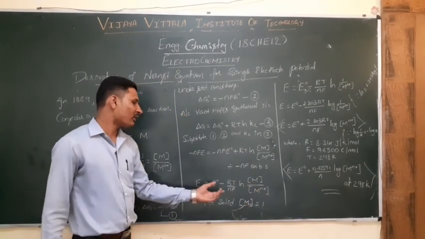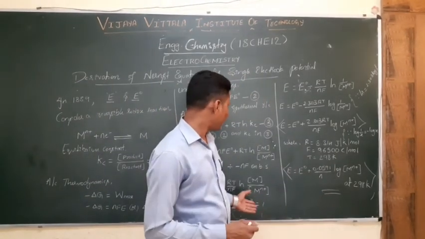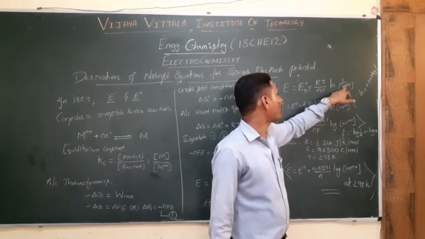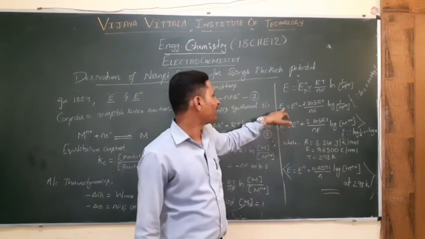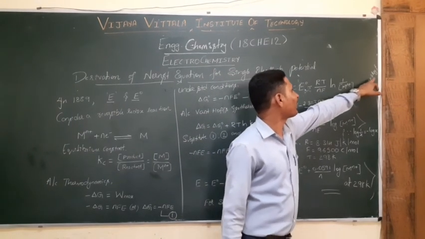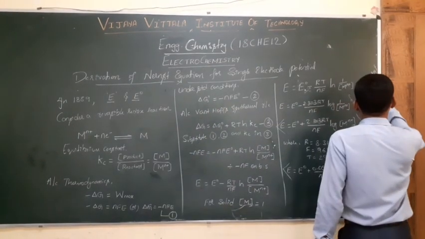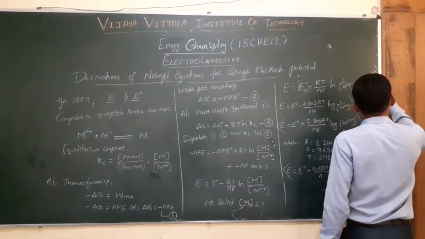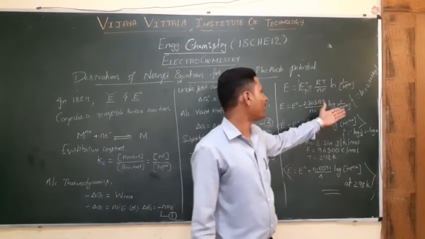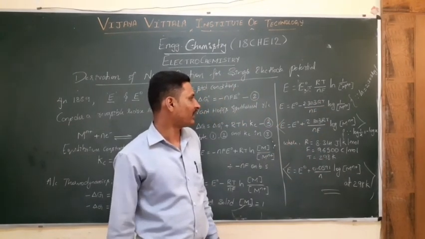For a solid material, the molar concentration of metal is taken as unity, that is, taken as 1. So E equals E naught minus RT by nF into ln 1 by Mn+. And this ln function is converted to a logarithm function by multiplying by 2.303, so 2.303 into log 1 by Mn+. So this is the Nernst equation for single electrode potential.